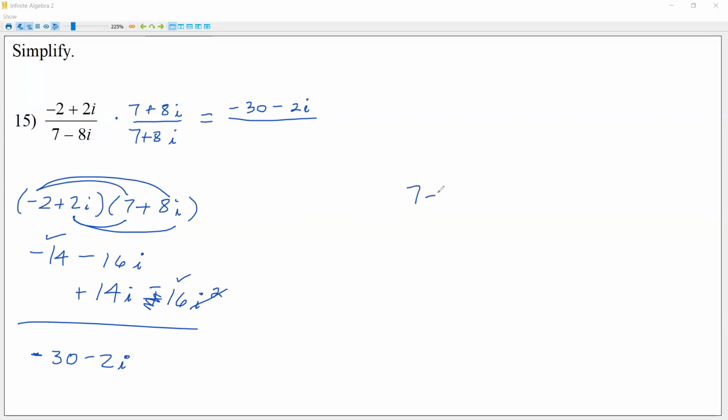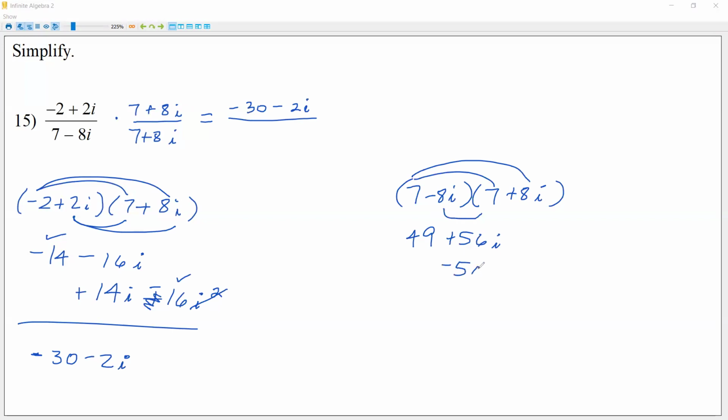So 7 minus 8i times 7 plus 8i. Okay, so we're going to multiply here. 7 times 7 is 49. 7 times 8i is 56i. -8i times 7 is -56, and that has an i on it. -8i times +8i, so -64i squared. I wrote i squared, so I'm marking it out and changing the sign.